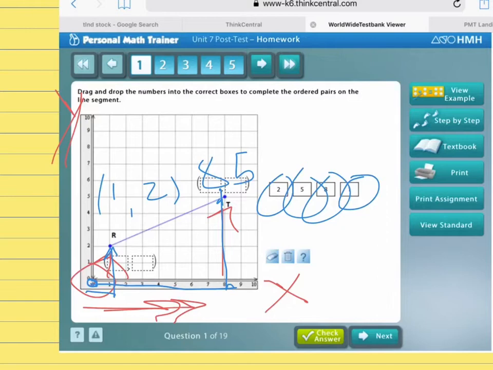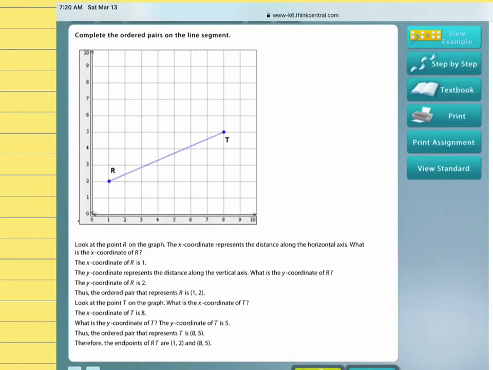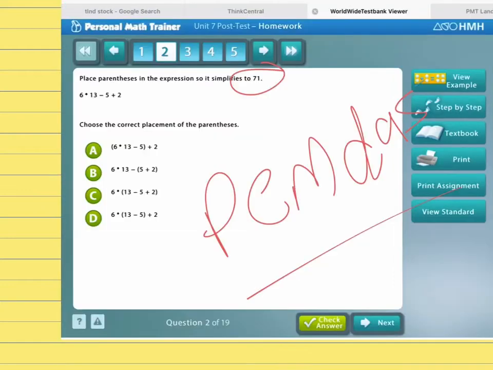Here's Think Central's explanation. Take a second to read through this and make sure you understand it. It's a fairly simple concept as long as you remember: start at the origin, move along x first and then y. Go into the building before you go up.